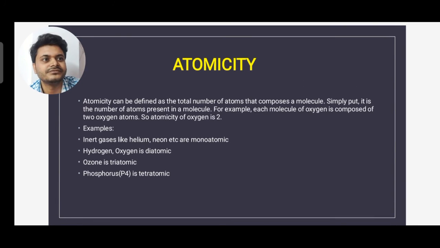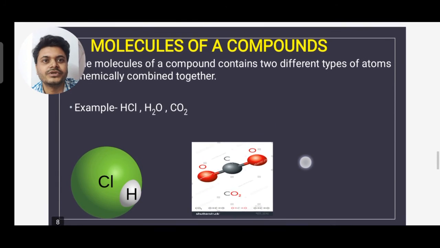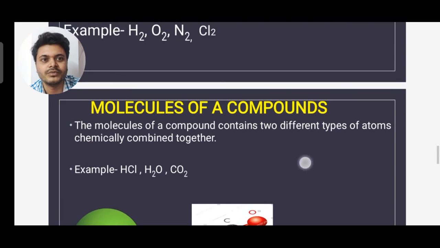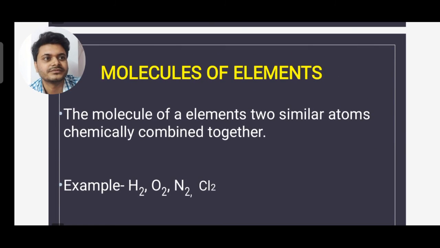Atomicity also is given, so this you should also remember: inert gases like helium and neon are monoatomic, and hydrogen and oxygen are diatomic, ozone is triatomic, and phosphorus is tetraatomic. Mono means 1, di means 2, tri means 3, and tetra means 4. This one is also very important. For molecules of a compound, you can see HCl, H2O and water. And for molecules of an element, we have hydrogen, oxygen, nitrogen and chlorine.